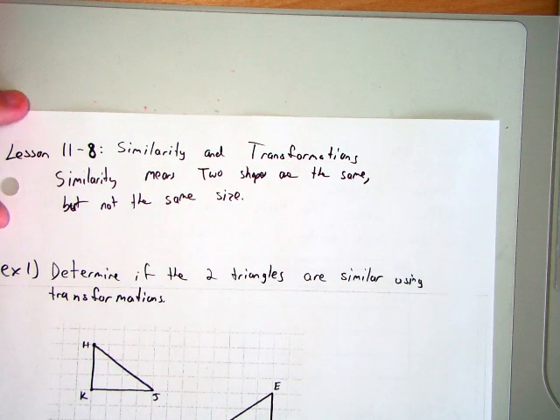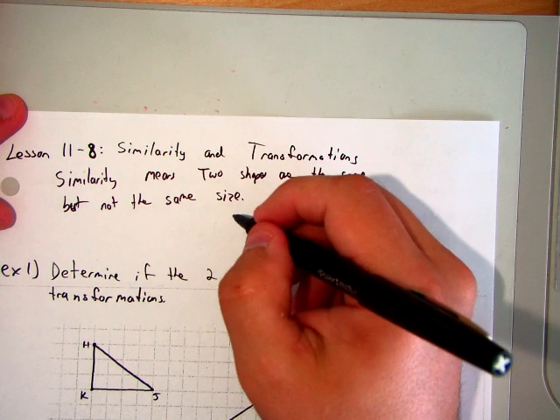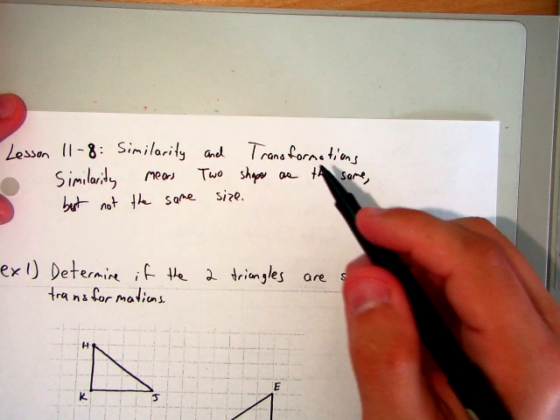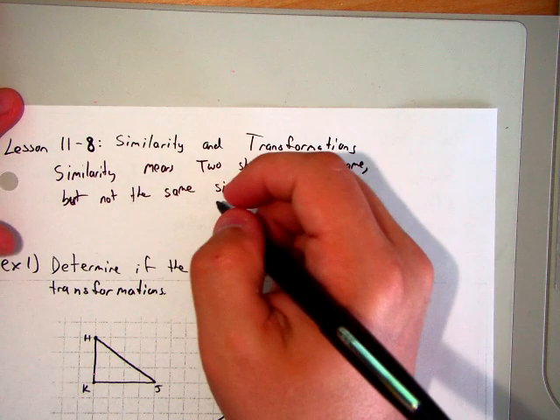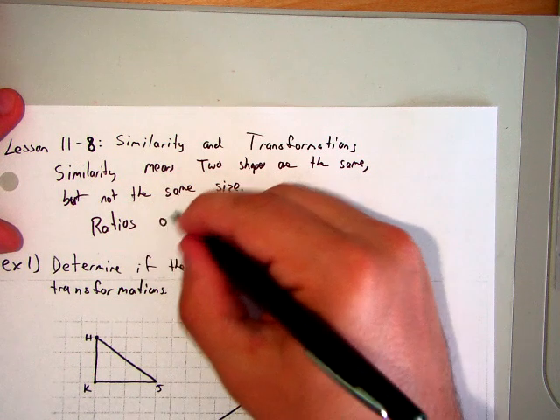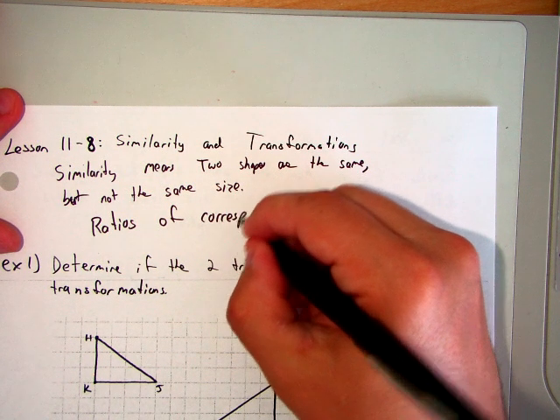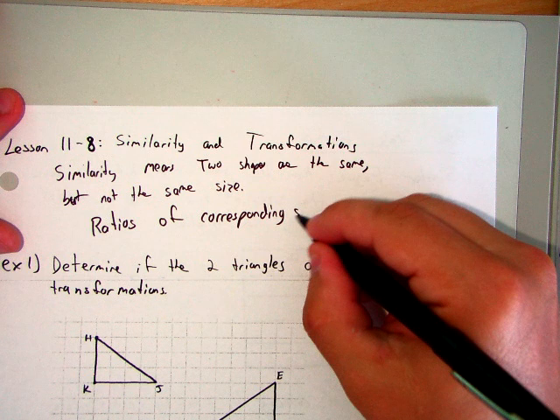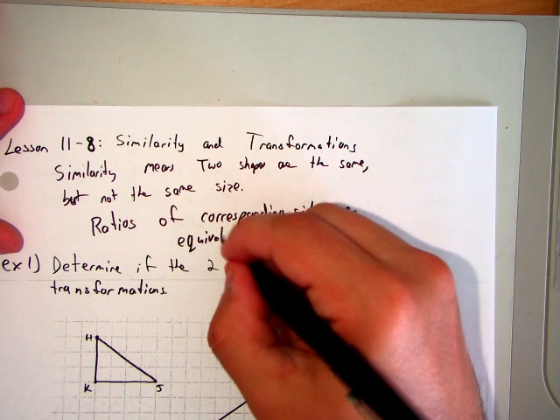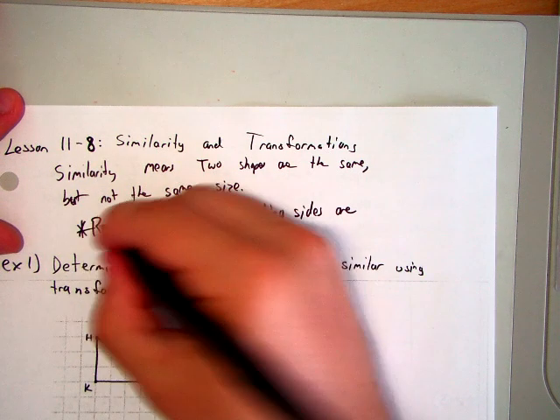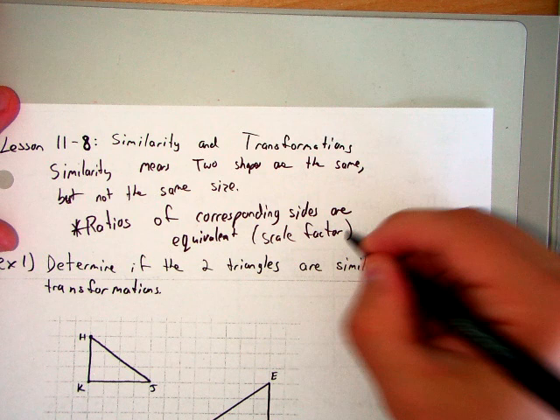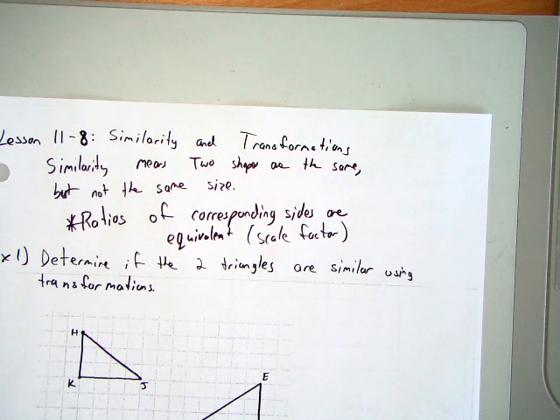Now, what's really important to remember, just because they're not the same size does not mean that their dimensions are going to be whatever you want them to be. So when we're talking about similarity, the important thing is that the ratios of corresponding sides are equivalent. That's really important. In other words, we're looking for a scale factor.